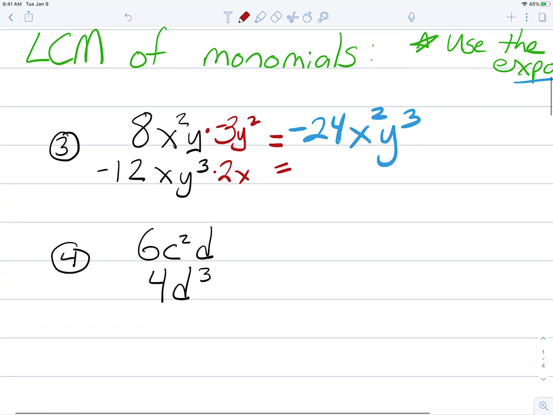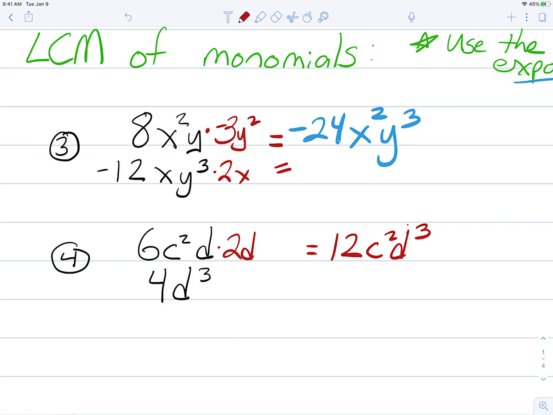So if we look at number 4, the first multiple of 6 and 4 is 12. One of them has a c, so it has to be part of the common denominator, and it's a c squared. They both have the variable d, and the highest exponent is a 3. So if I were to multiply 6c squared d to make it into the LCM, I'd have to multiply 6 times 2 to make 12. The c squared's already a c squared. And I'd have to multiply by a d squared to make it a d cubed.